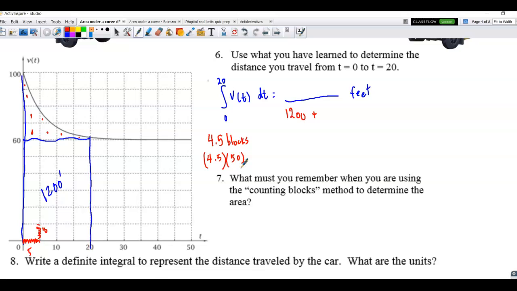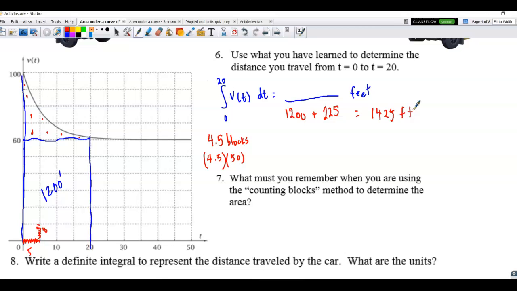So when I multiply 4.5 times 50, I get 225. This is an approximation. And so when I combine 1,200 plus 225, I get 1,425 feet as the approximate distance traveled from 0 to 20 seconds.